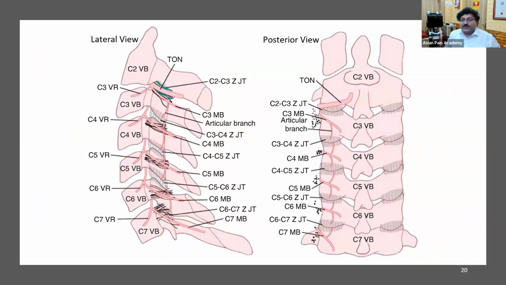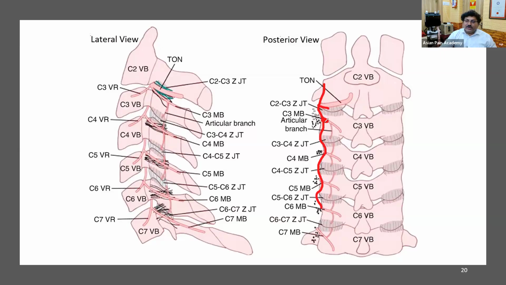Now, previously it was thought that the location of these medial branches is always in the same area, that is in between these two articular pillars. If you look from the lateral side, even under fluoroscopy, you will be able to see some undulations. These are the undulations: hill, valley, hill, valley. And it is considered that the hilltops are the joints and the valley portions are the nerves.